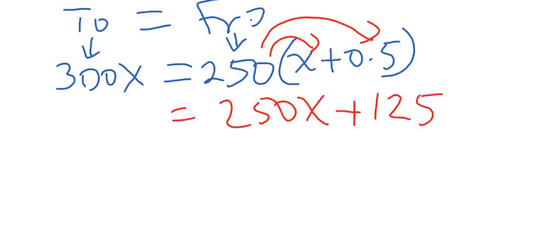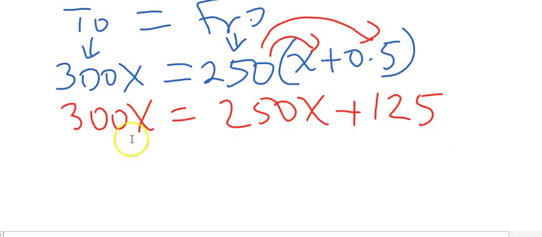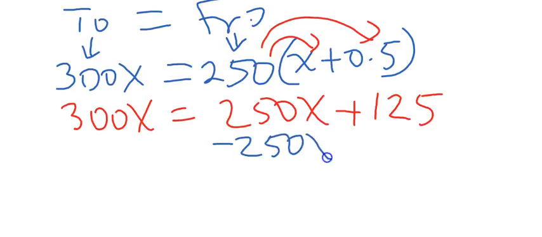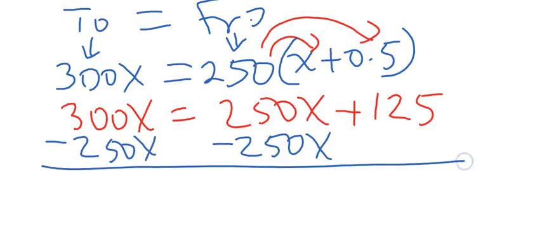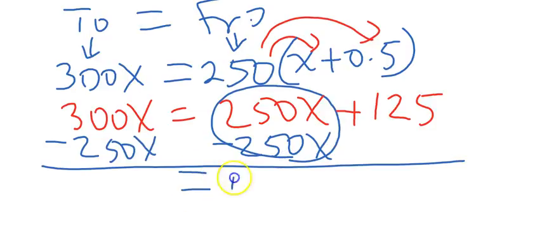Okay, so we have 300x equals that. Now we collect like terms. So what do we do here, Olivia? You would subtract 250x from both sides. Exactly. We subtract 250x from both sides. So this becomes 0, and then we have 125 over here. So 300x minus 250x is what? 50x. That's 50x.